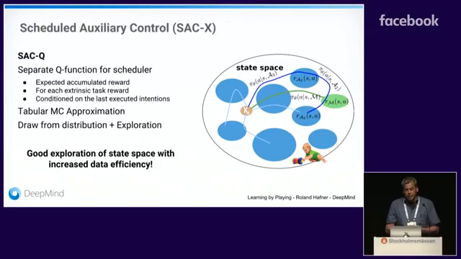So the main idea here is to learn a Q function in the scheduler that tries to predict, for each of the main tasks that we have, the accumulated reward that you will collect following a sequence of intentions. So for example here, for this trajectory, this combination of intentions, it would say, okay, you get no reward with respect to the main task. For the blue trajectory here, it would say, okay, you get some reward here, and it's better to follow this.